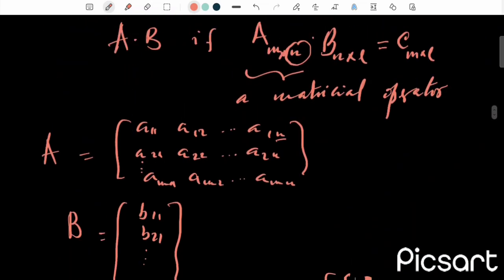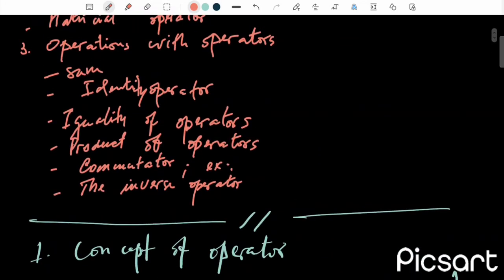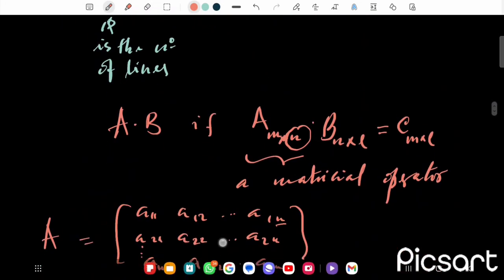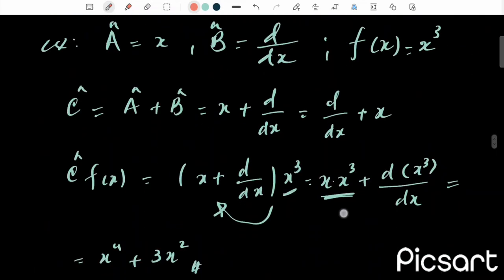Okay, we go on talking about equality of operators and product of operators. When can we say that two operators are equal?